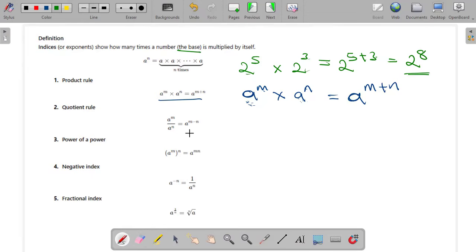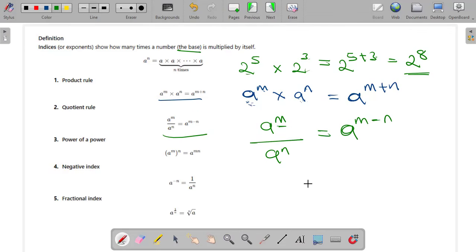And then the next one is the quotient rule. The quotient rule is similar, where we have a number a, which is our base, raised to the power m. That's our exponent m. And then you have a to the power n. So this here is the same as keeping the base, that is a, and then getting the exponent in the numerator, that is m, then we subtract the exponent which is in the denominator. So this is what it is telling us.